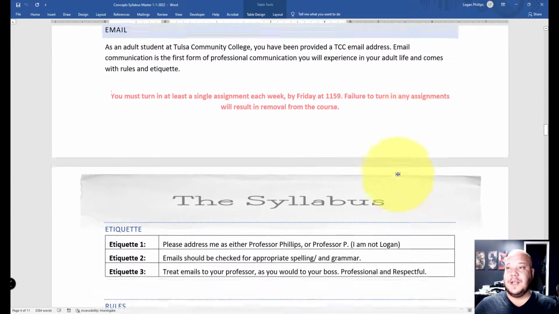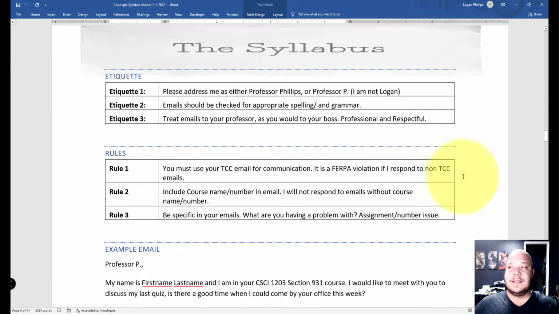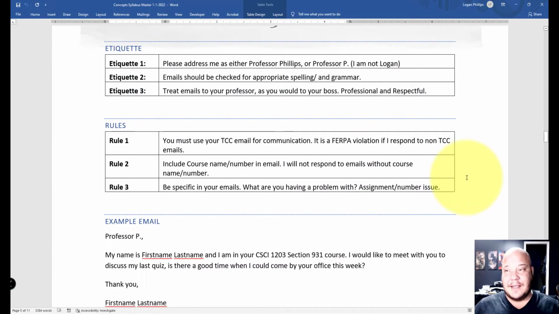As stated in the email, you got to use your TCC email. Etiquette, these are just general guidelines. Etiquette 1, please address me as either Professor Phillips or Professor P. I don't like being called Logan. I think it sets a bad tone in the classroom. I am Logan J. Phillips, but in this role, while you are my student, I am Professor P or Professor Phillips.